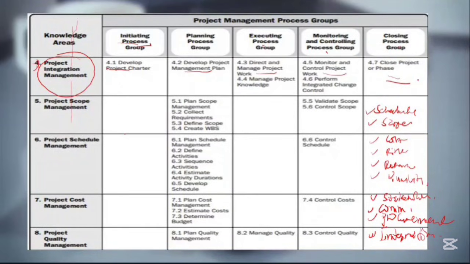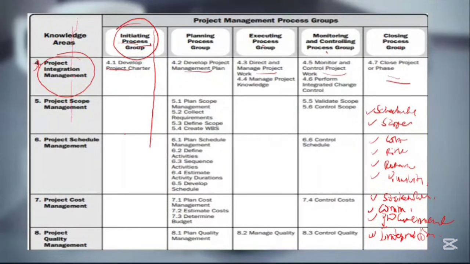One process is a charter, developing a project charter. And remember, it happens at the early part of the project, so initiation. So it becomes part of the initiation process group. Okay. So at the early part of the project, what do we do? We need to develop a project charter. It's part of integration management. So integration management, what do we do? We develop the project charter.